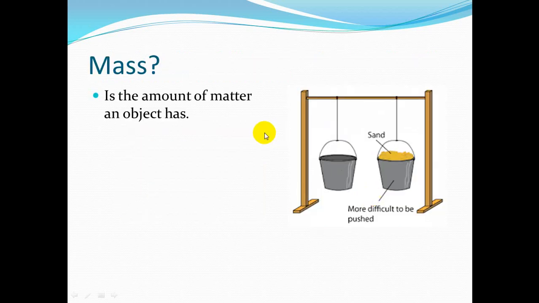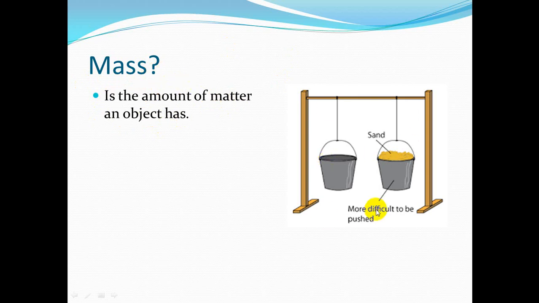So we are now talking about the physical property which is called mass. The amount of matter an object has is called mass. So mass is a physical property of matter.